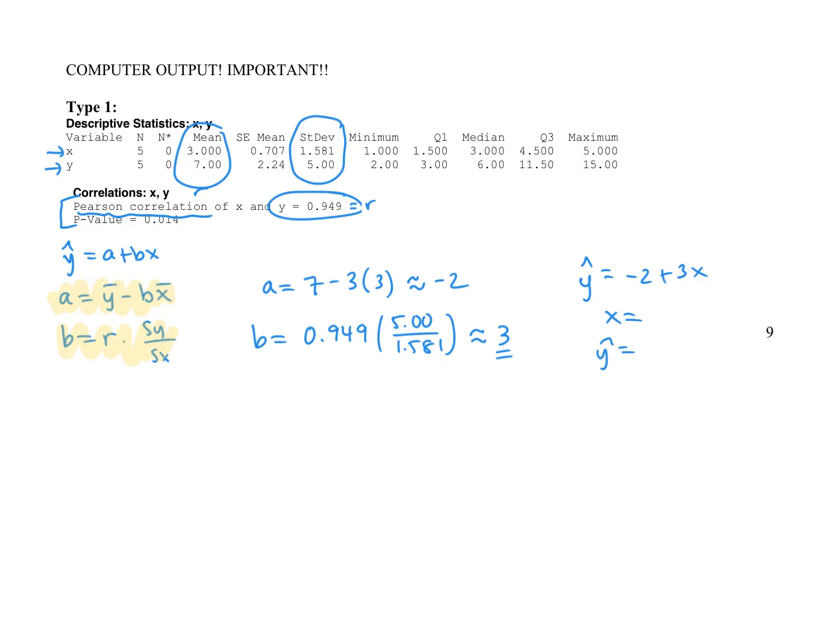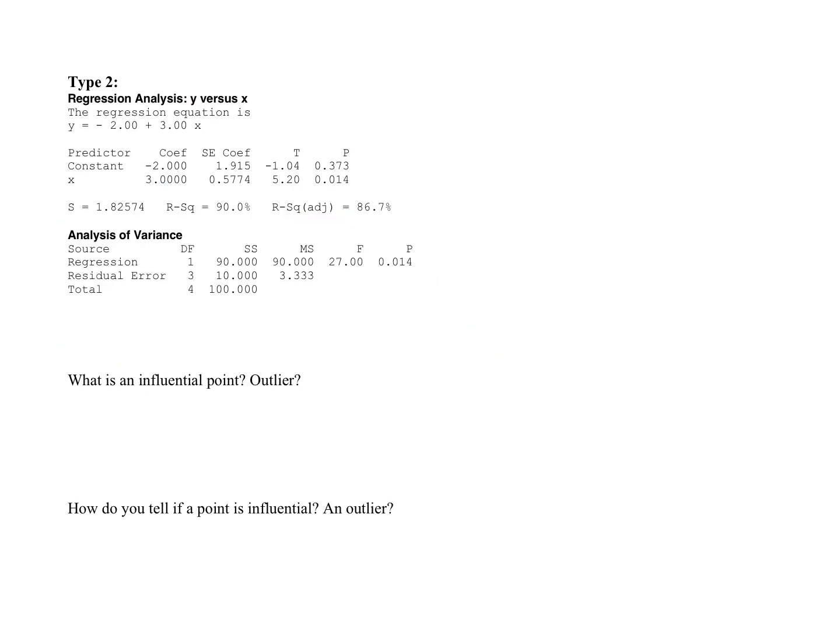Okay. We good on this part? We've got two or three more things to talk about. The other type of computer output you have to be able to read is this type. You'll notice at the top of this type, it just straight up gives you the equation. Most of the time, you are not going to be given that. You'll be given this instead, and you have to be able to read that instead.